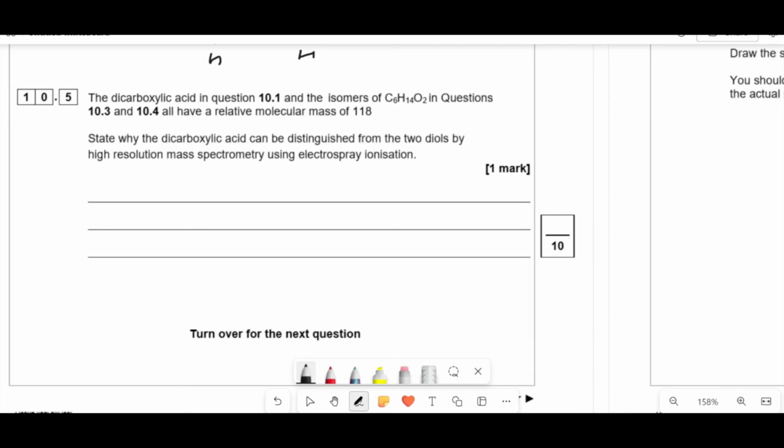State why the dicarboxylic acid can be distinguished between the 2 diols with high-resolution mass spectrometry with electrospray ionization. It's because when you're doing this, you can work out the precise relative molecular masses, which is to a lot more decimal places, like 0.0001 or something like that, right? And that can help you differentiate the 2 of them. Because obviously if we round them up, it's just going to look like a nice pretty 118. So what it means is we can work out the precise Mr, and they are different.